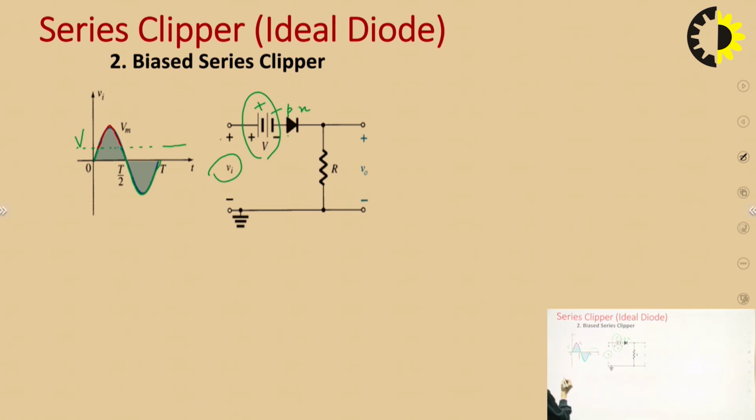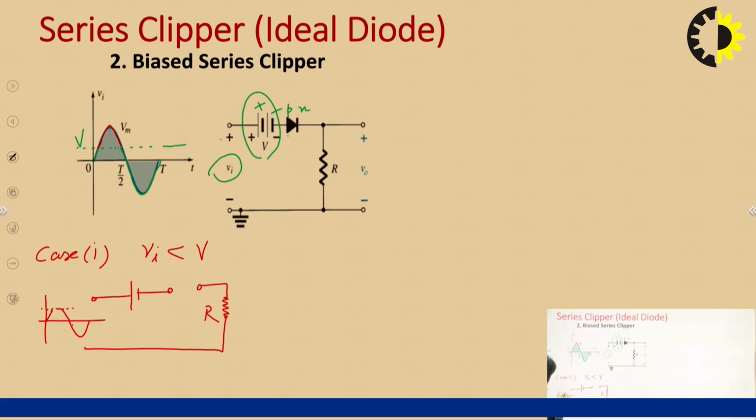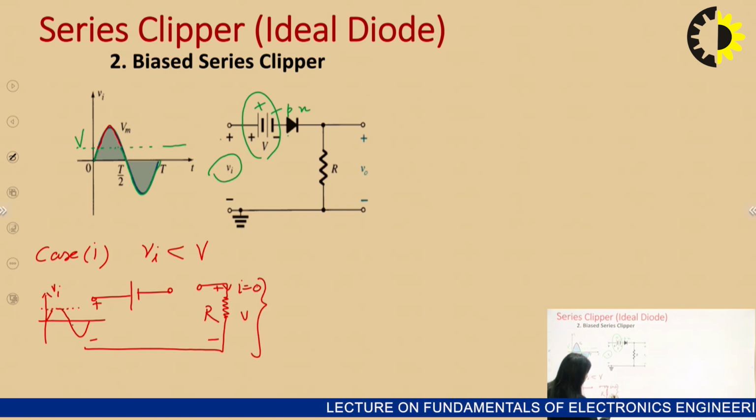Be very, very careful. If the diodes are silicon and germanium, then the cases may increase. So case 1, when Vi, the input voltage, is less than V, right? So how will the diode work? For Vi less than V, it is reverse biased. And for this, again the current I is equal to 0, and the output voltage VO is equal to 0, because the current is 0, right?